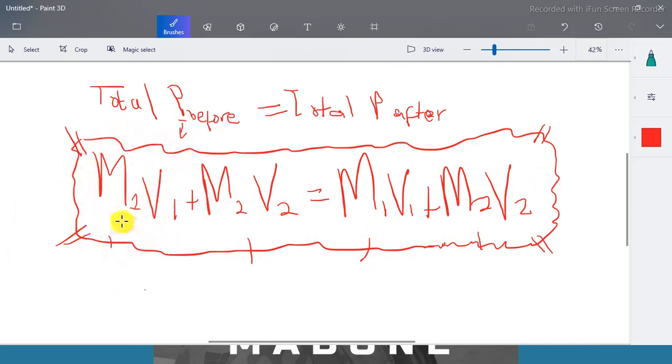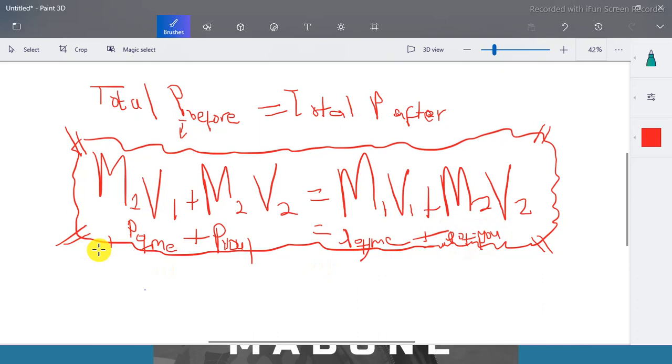Do not be fooled. This is simply saying P of me, the momentum of me, plus the momentum of you while we're fighting, right? And this side is equal to P after. After we're done fighting, what is my momentum? My momentum and the momentum of you, right? This is just the same thing. Okay, guys?